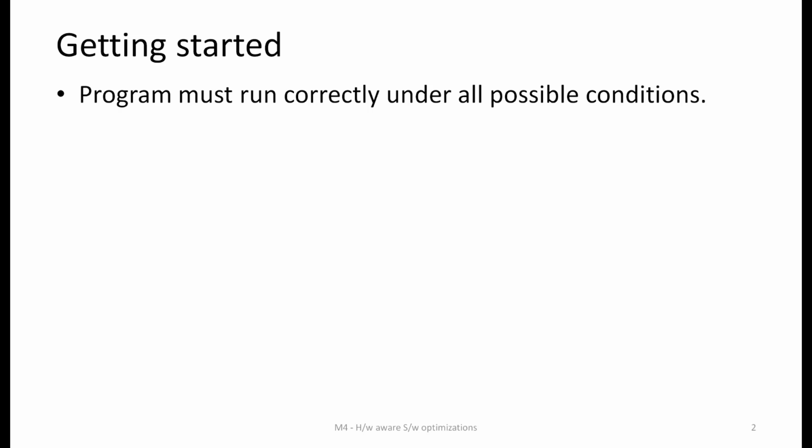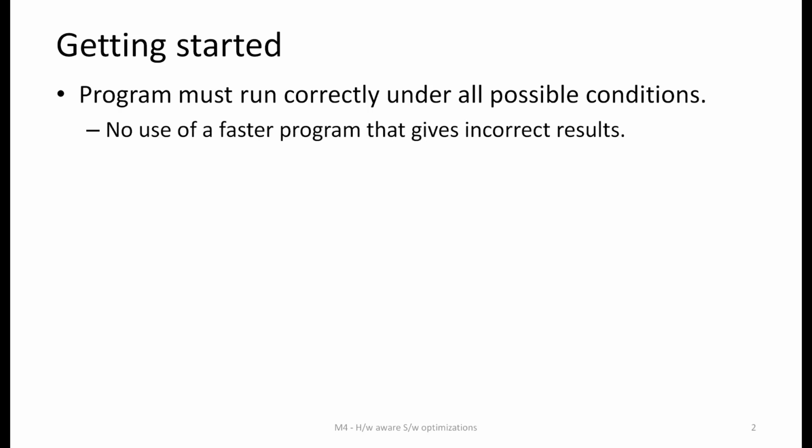This is one of the basic requirements: a program should run correctly under all conditions. It means that if we introduce some optimizations which help the program run faster, but it gives wrong results, it's of no use at the end. Nobody is going to deploy that. So whenever we talk about program optimizations, correctness is of utmost importance.